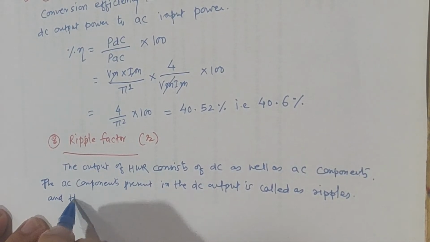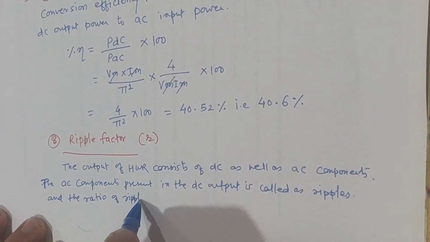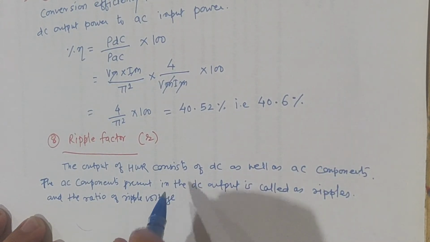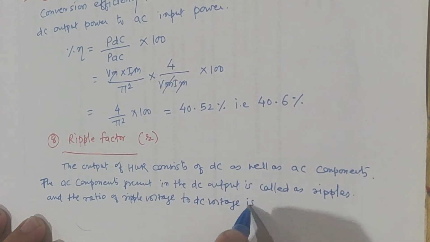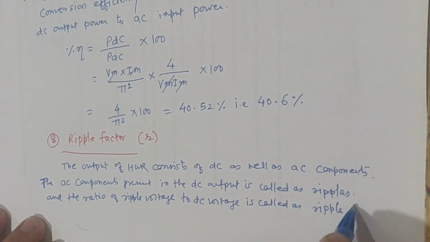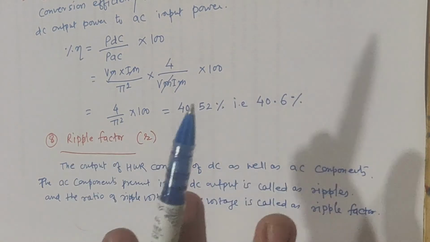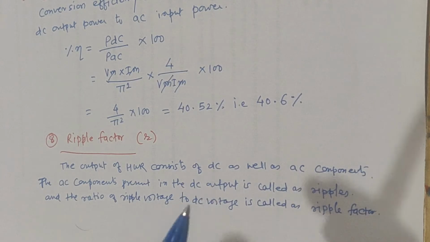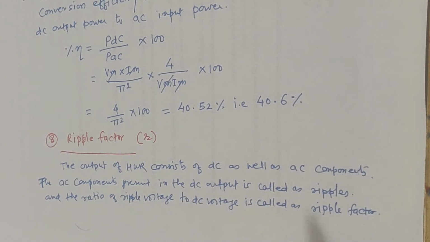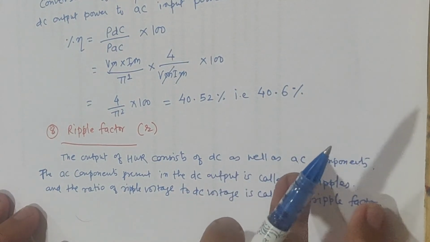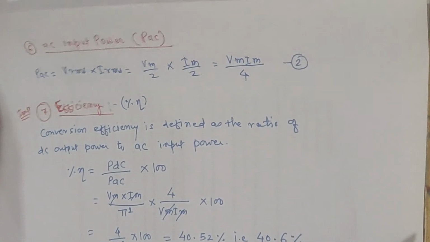The ratio of ripple voltage to DC voltage is called ripple factor. Of course, how much percentage of AC component is present in the DC output, that is what we need to calculate. So we take the ratio of ripple voltage, the ripples present in the DC output, divided by the DC voltage, or DC current. I can have this equation in terms of voltage or in terms of current, one and the same thing. The expression is similar for current as well as voltage, so you can take either component and get the answer. Let us move ahead and calculate the value.